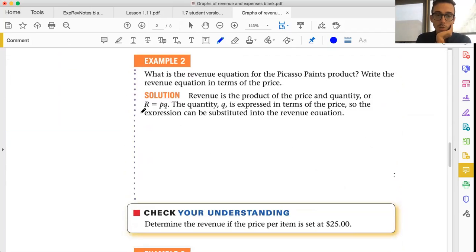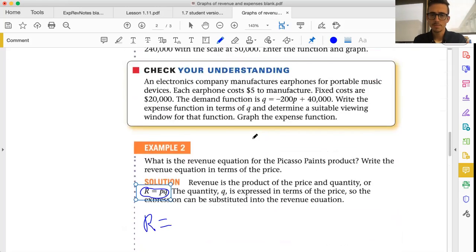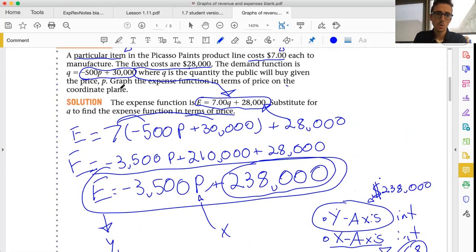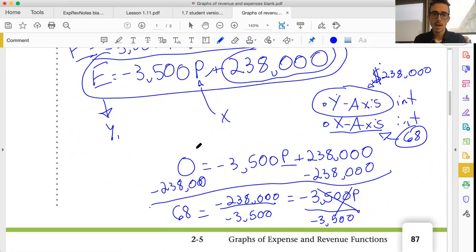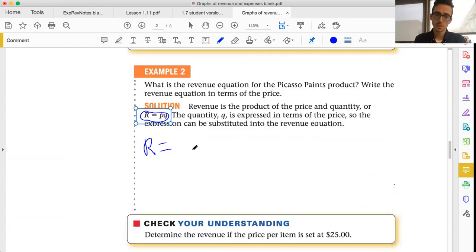Okay. Well, we know that the revenue is going to be our price times the quantity that we sell. And we know, well, which of these variables do we know? Do we know P or do we know Q? Which one do we know? Way up here, they gave us Q as negative 500P plus 30,000. So let's borrow that because we already have it. I don't know P, but that's okay.